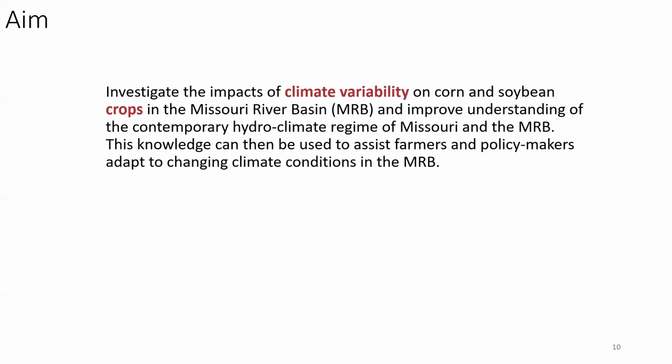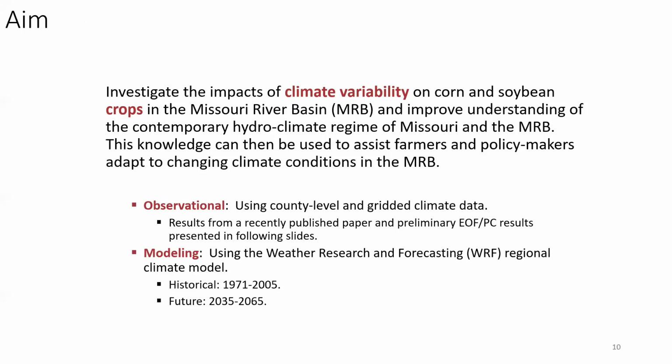So the aim here is that the work and research really has two aspects or approaches to it. The first one is an observational approach. And the second one is a modeling approach. Both are aimed at investigating the impacts of climate variability on corn and soybean crops within the river basin, with the goal of taking this knowledge and being able to assist farmers and policymakers in their decision making to help them adapt to changing climate conditions in the river basin.